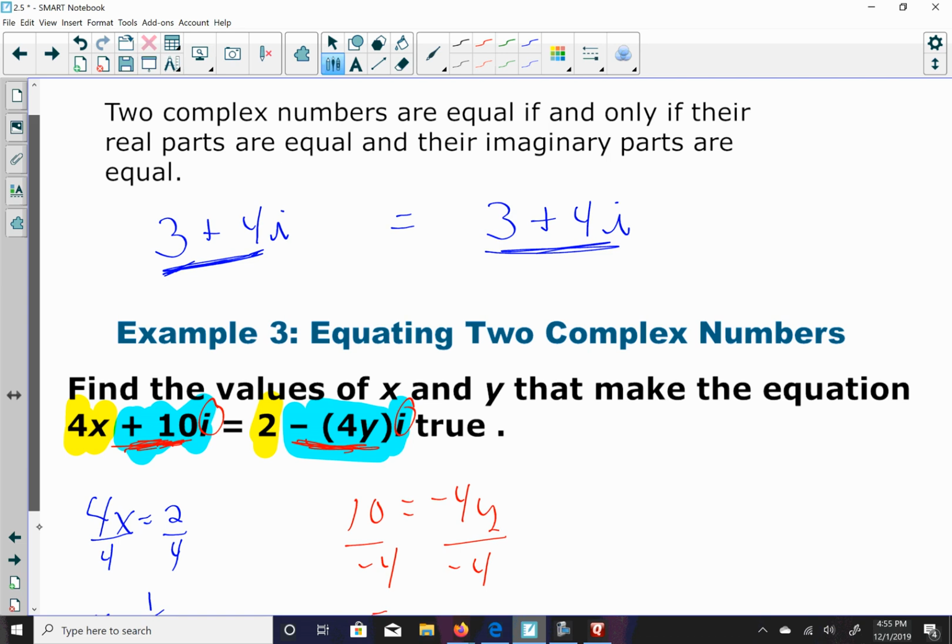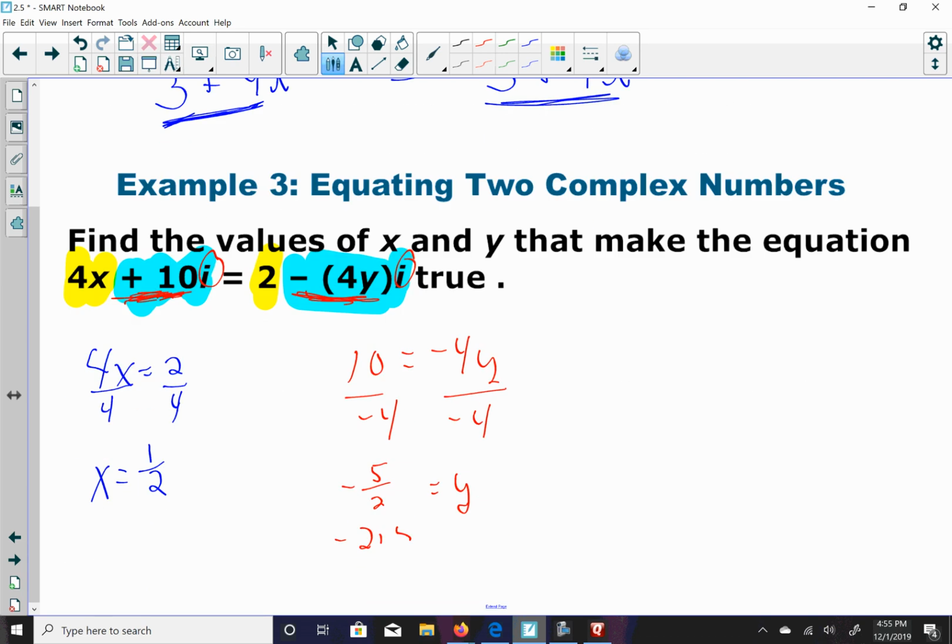So negative 2.5. In order to make these two complex numbers equal to each other, the x would have to equal 1/2, the y would have to equal negative 5/2 or negative 2.5. And that would make the left side and the right side equal to each other.